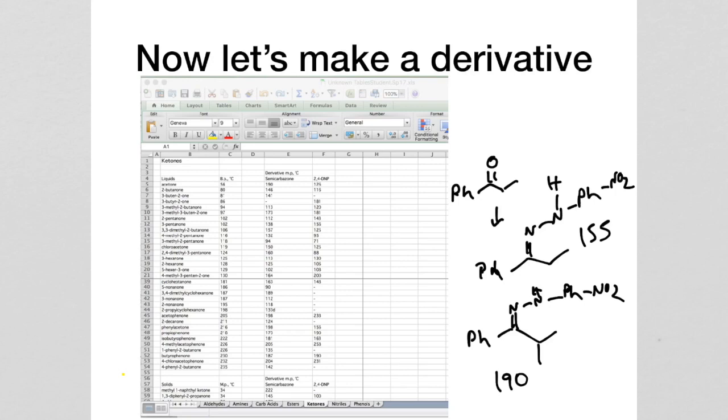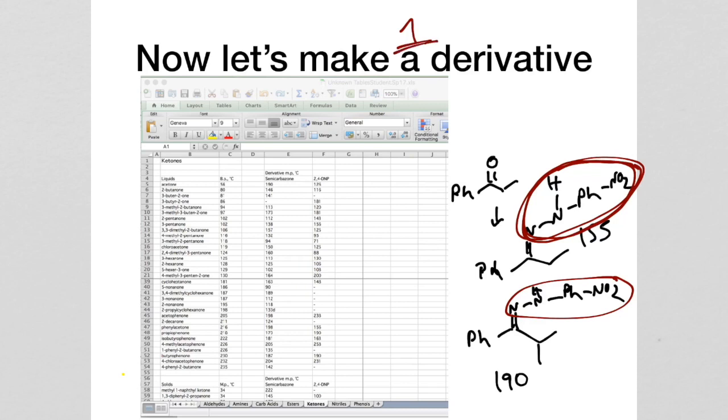And why we use these dinitrophenylhydrazones is that this group on it, the dinitrophenylhydrazone, is what's actually going to help make sure that the molecule winds up being a solid. So what you're going to do is make one derivative for your solid unknown and one for your liquid, assuming that it works.